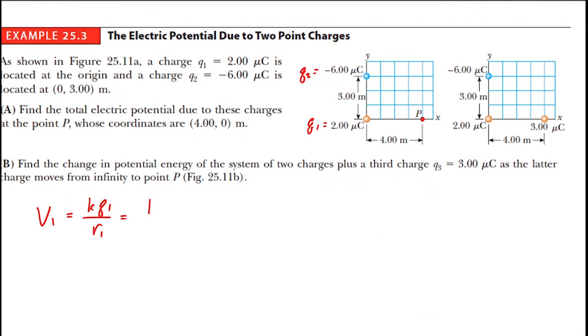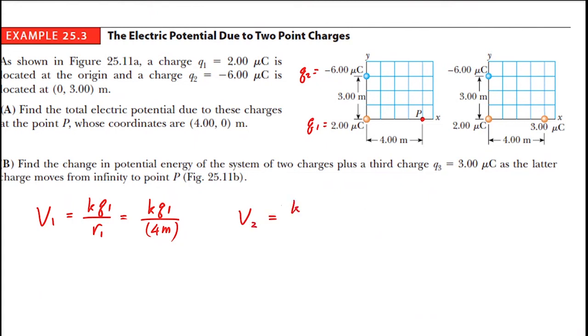So what we have is K times 2 microcoulomb. I hate numbers. Can I just leave it like that and have you guys substitute it? And this is 4 meters. You know what I'm saying? Okay. And then V2.